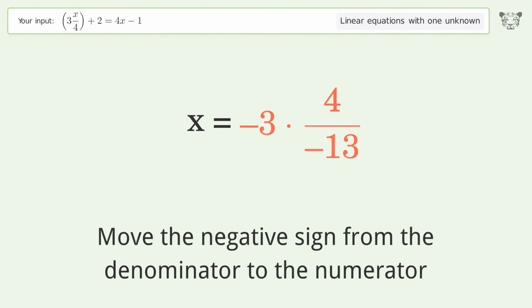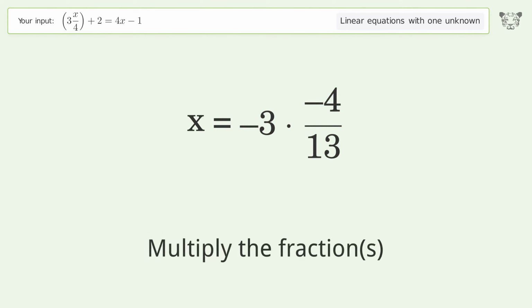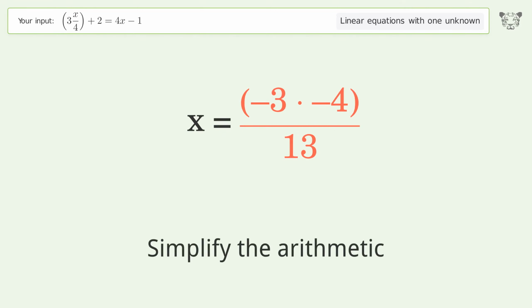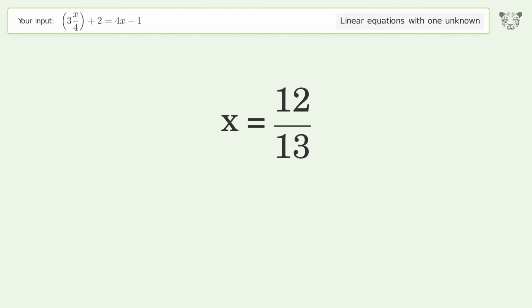Move the negative sign from the denominator to the numerator. Multiply the fractions. Simplify the arithmetic. And so the final result is x equals 12 over 13.